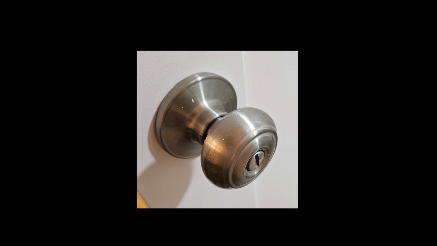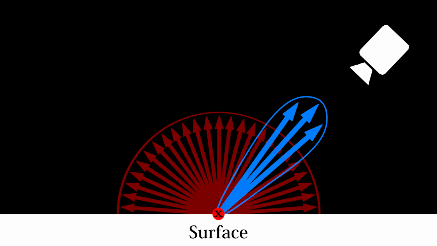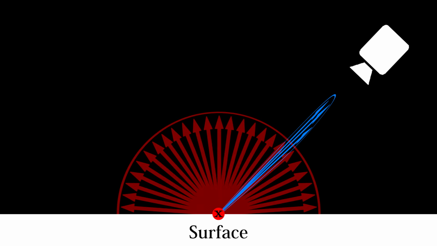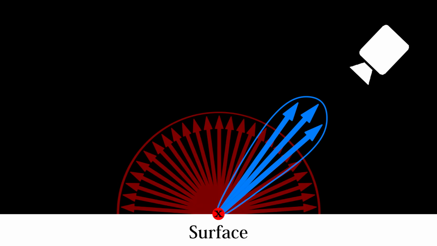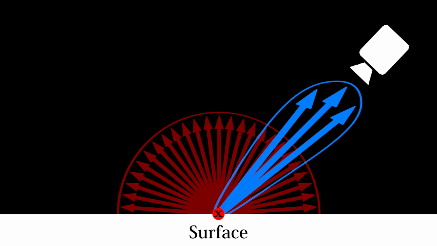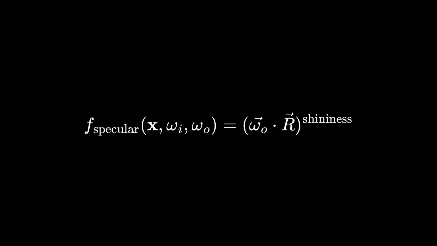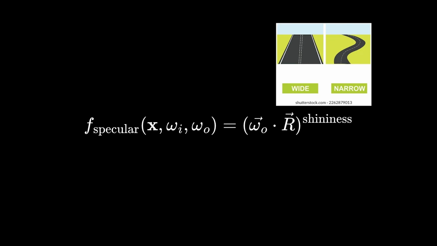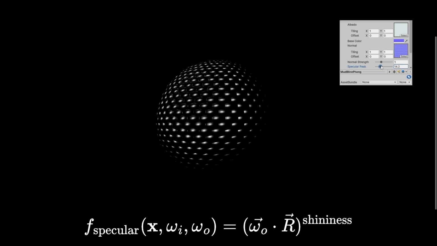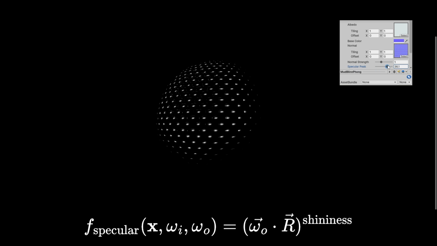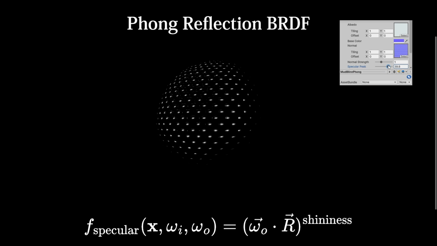Very shiny objects have tiny pinpoint highlights, requiring a more perfect reflection alignment to be visible, while other more rough objects have a wider range of specular scattering angles, so we can model this by adding an exponent variable that controls how wide the specular lobe is. This specular BRDF is known as the Phong reflection model and was one of the first models for specular highlights ever invented.